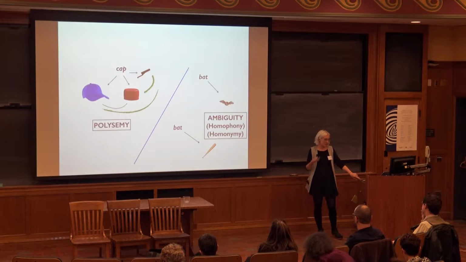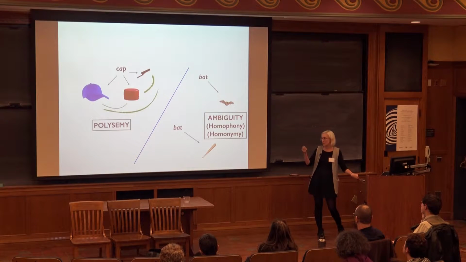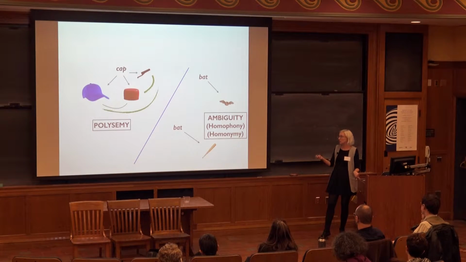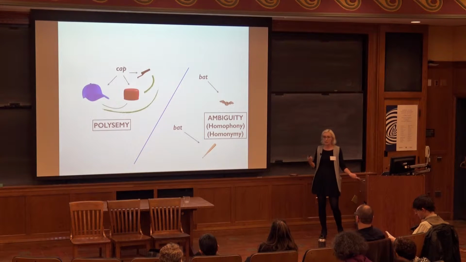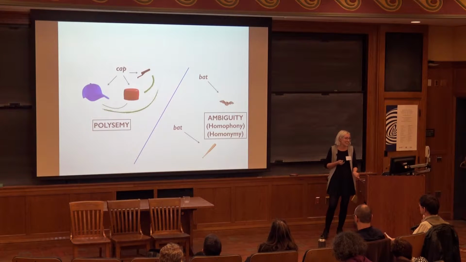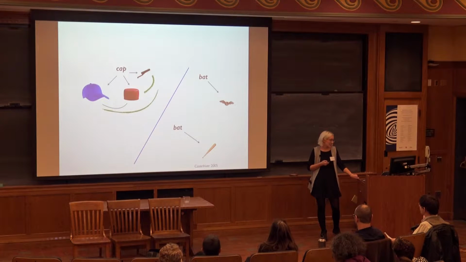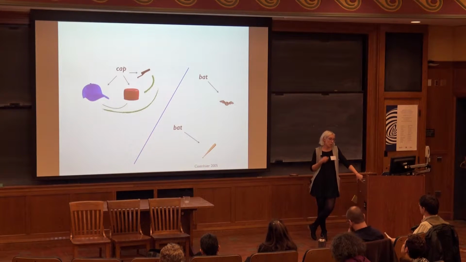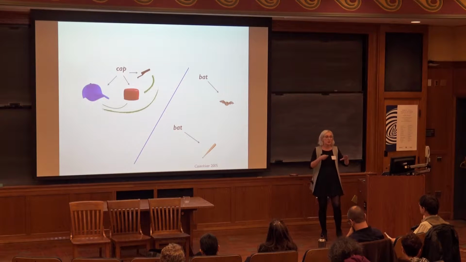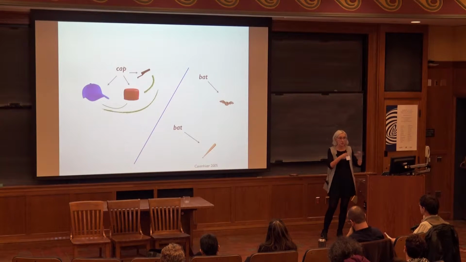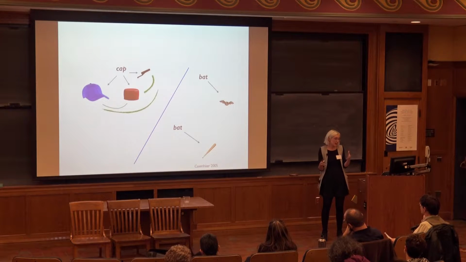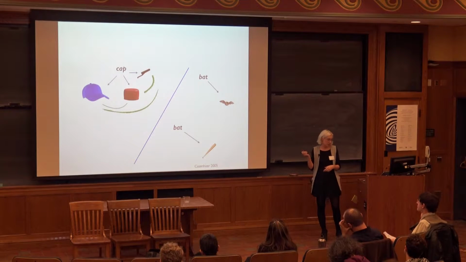And obviously these two have different names, so the related meanings are called polysemy, the unrelated ones are called ambiguity, homophony, or homonymy. And there's already a little bit of evidence that homophones are tricky to learn. So compared to learning just novel words generally, children kind of resist these meanings. That's from Casenhiser 2005.